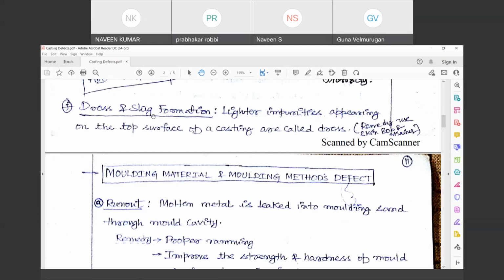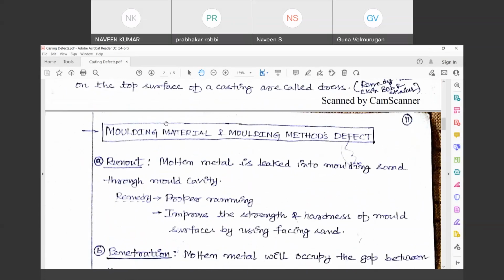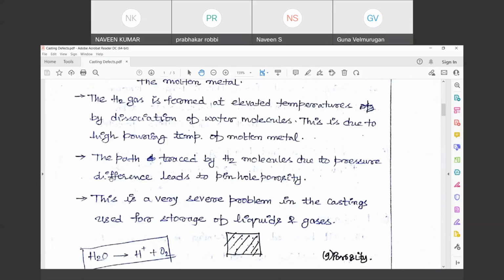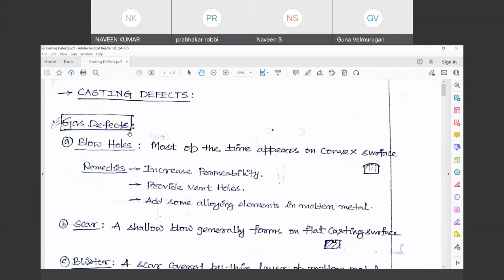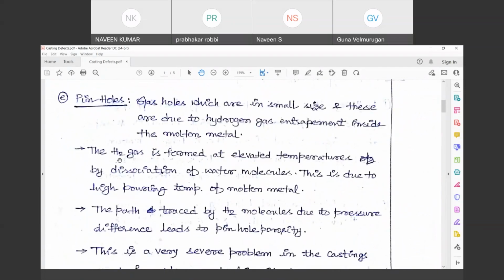Sometimes if you are not designing this skim bob properly, or the strainer also will be catching some impurities, right? If you are not designing this properly, what happens? These impurities will be settled into the casting, and that is not good. Okay. Next, all these defects, A, B, C, D, E, F, are gas defects. All these things are related to gas.